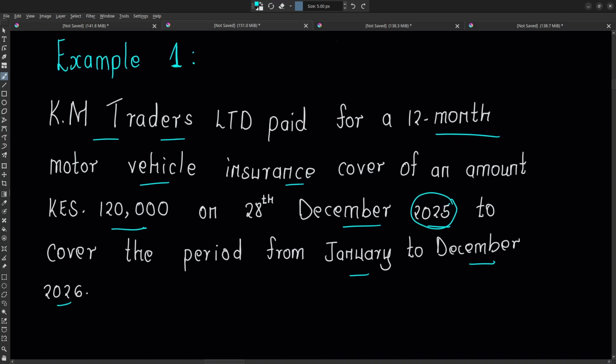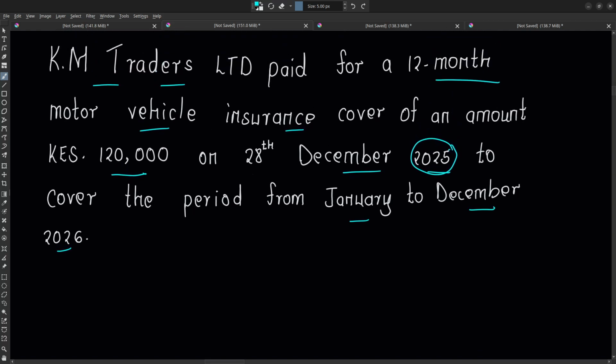So how do we record this in our books? Remember, under accrual accounting, the matching principle, expenses are only recorded when they are incurred. Not when cash changes hands, but when they are incurred. So when you pay for this motor vehicle insurance in 2025, have you incurred that expense? No, you are yet to incur it because you are yet to receive the benefit of what you have paid for, okay? So let us look at how we record this as at 28th December 2025, okay?